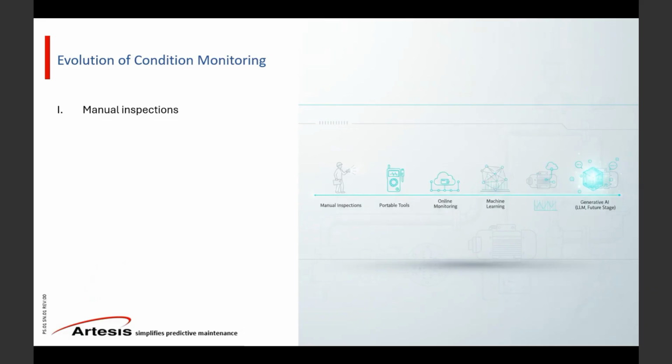Then we moved into portable tools. That was a big step forward because now you could collect real measurements and compare over time, but it was still periodic. You'd capture a snapshot, then come back a week later or a month later and take another snapshot. This is really still a very good and valid approach for semi or less critical assets where you don't really need 24/7 monitoring.